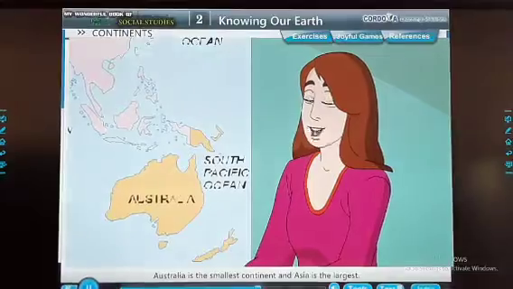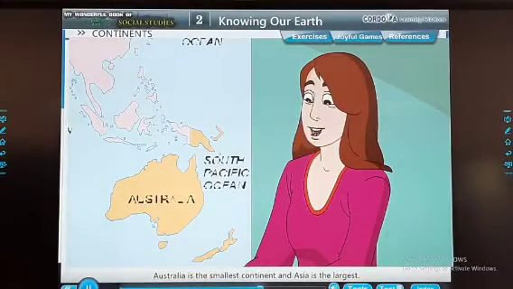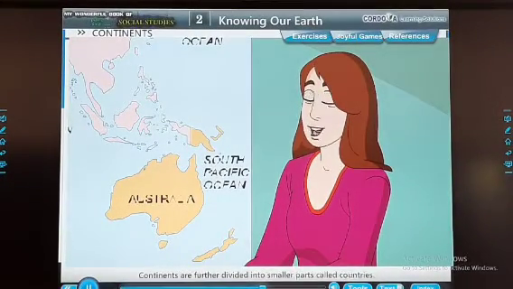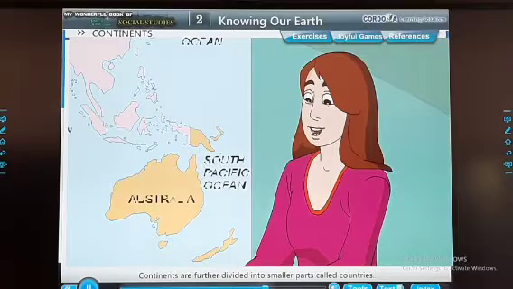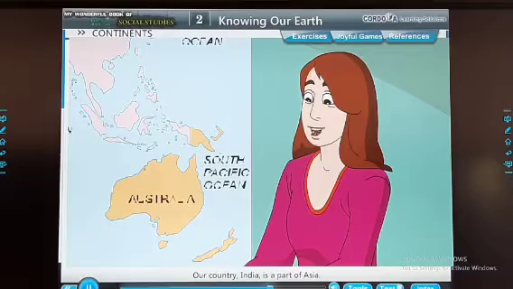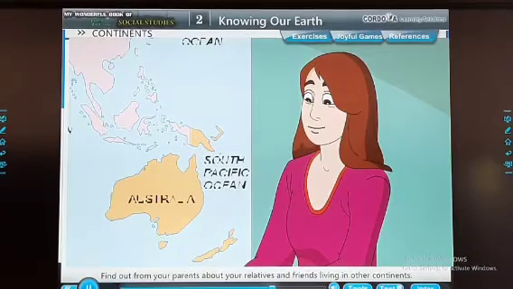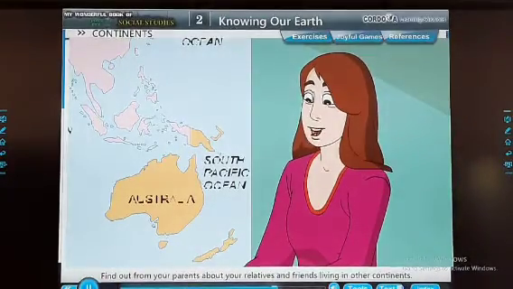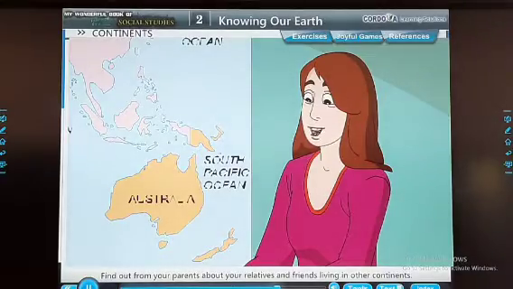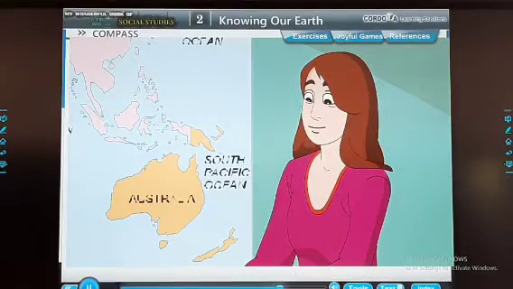Antarctica. Australia is the smallest continent and Asia is the largest. Continents are further divided into smaller parts called countries. Our country, India, is a part of Asia. Find out from your parents about your relatives and friends living in other continents.